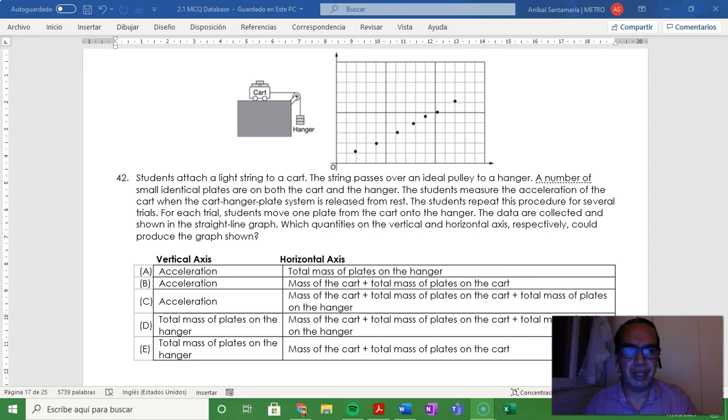The students repeat this procedure for several trials. For each trial, students move one plate from the cart onto the hanger. The data are collected and shown in a straight line graph. Which quantities on the vertical and horizontal axis, respectively, could produce the graph shown?